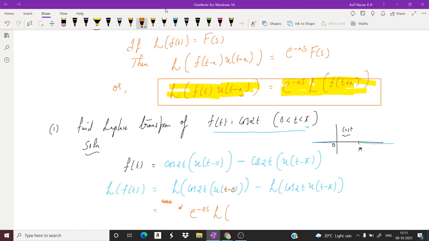the Laplace transform of, where we replace t by t plus 0. So that is the Laplace transform of cos 2t plus 0, so that is cos 2t. Minus, tell me, what is a here? Pi. Then e raised to minus pi s, the Laplace transform of cos of 2t plus pi.